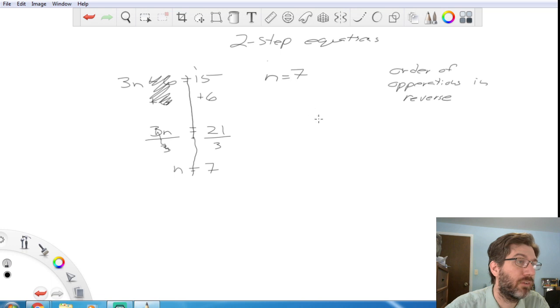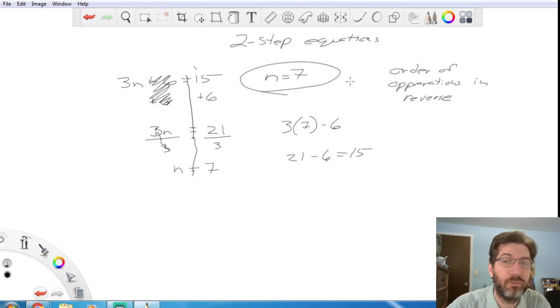And I can go ahead and plug that back into my original equation. I have 3 times a 7 minus a 6, and hopefully that equals 15. And I can check that out. 3 times 7 gives me 21. 21 minus 6 gives me 15. So it works. So n equals 7 is my answer.